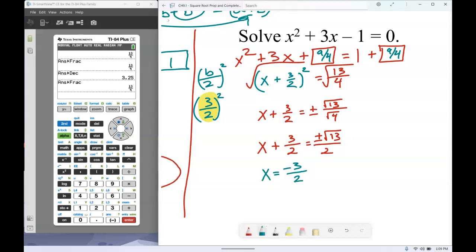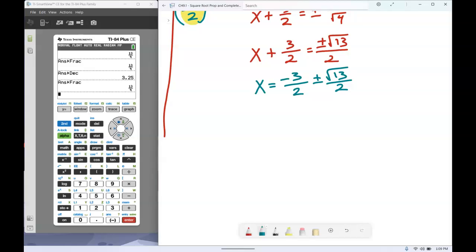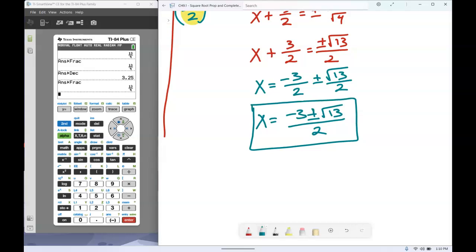Good. Last thing is we want to combine those two fractions. What do we have to have in order to add or subtract fractions? Good. Do we have same denominators? Yeah, so we'll go ahead and just combine them. -3 plus minus square root of 13 all over 2. Oh, all over. Yep. Then you need to get a common denominator. So we'll have one later where we get a common denominator.